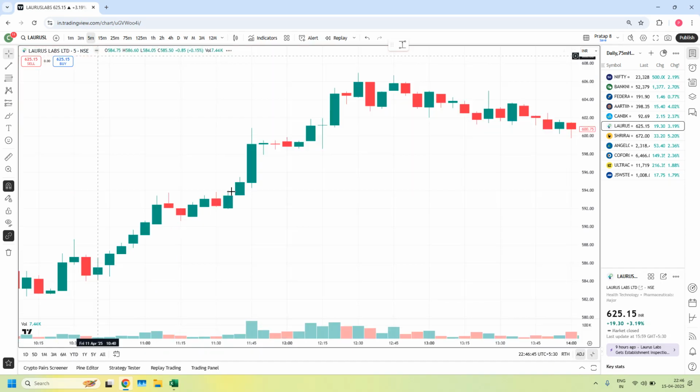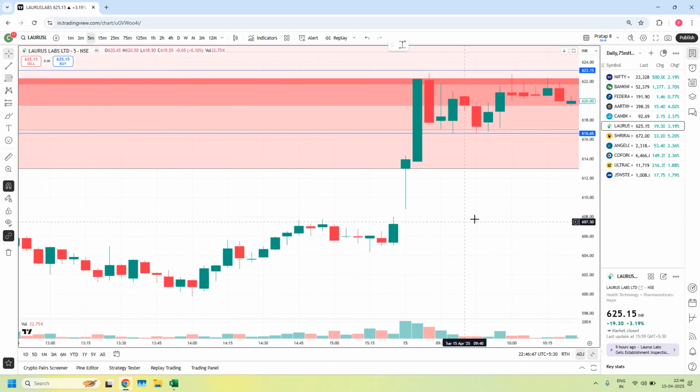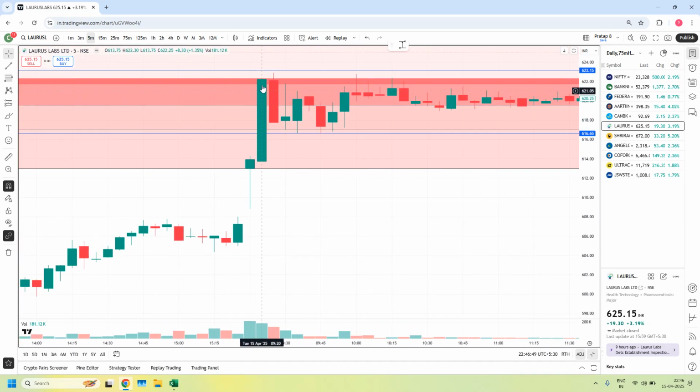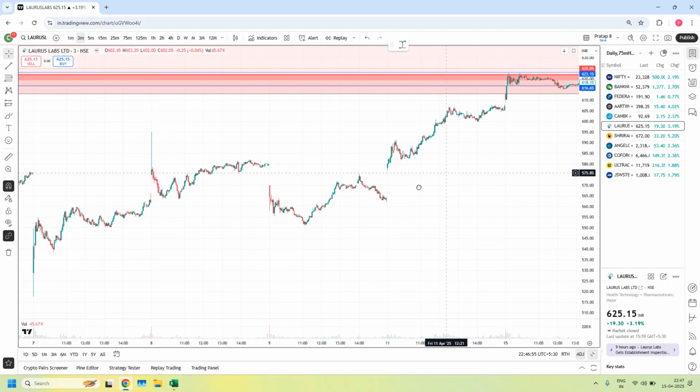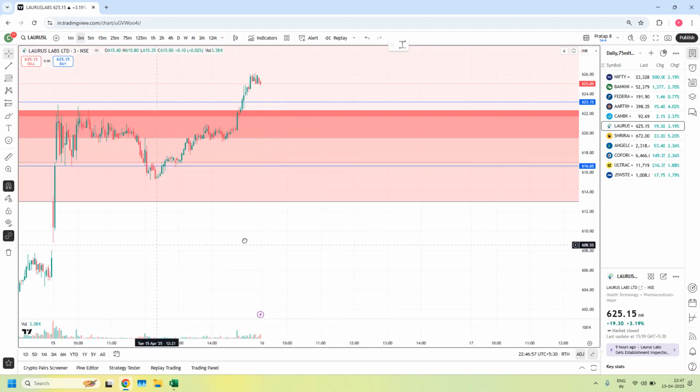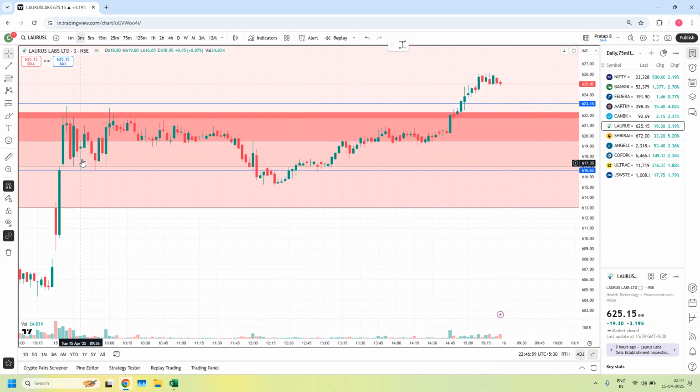But this is not a 5 minutes gap. If it is a 5 minutes gap, we would have taken. See, in 5 minutes we haven't seen the gap. In 3 minutes we have seen. If it is a 5 minutes gap, probably here itself we would have booked the profit.